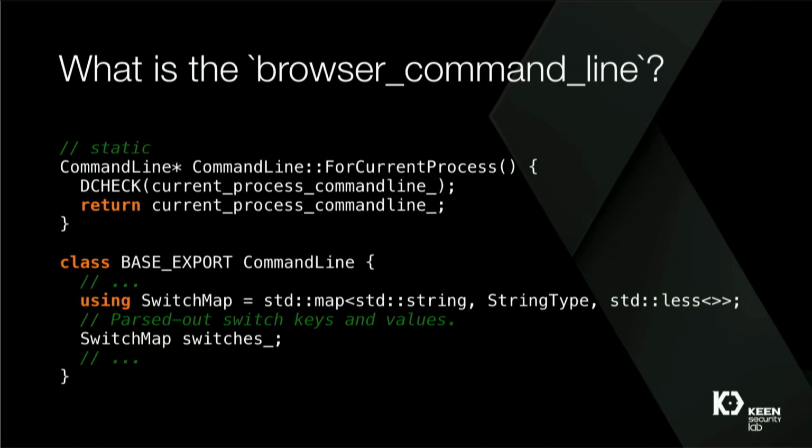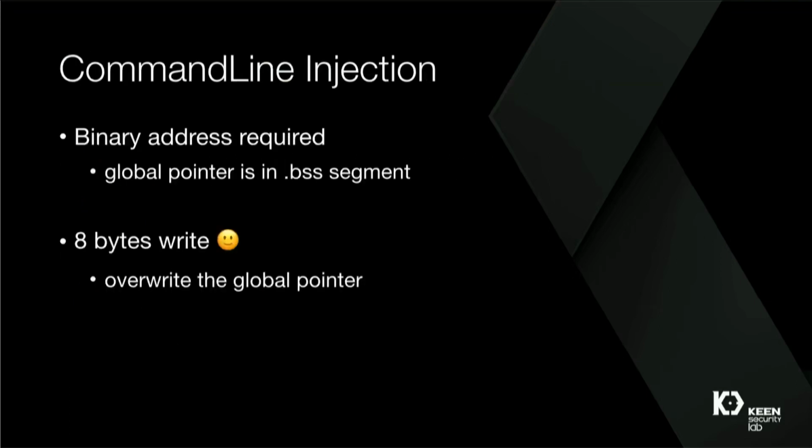So the next question is, what is the browser command line? After a little research, we found that it is from a static function which returns a global pointer, and all command lines are saved in the switches of the global variable. So for command line injection, we only need two things. The first one is a binary address, because the global pointer is located in the BSS segment. And secondly, we need an 8 bytes write to hijack the pointer. The mission seems much easier, but until now, we only have a heap address, no more leak and no write. So I want more.